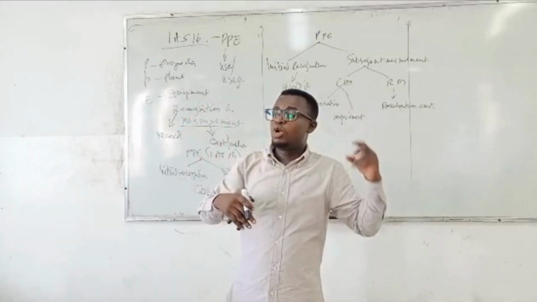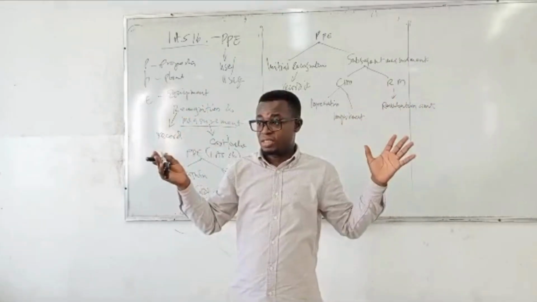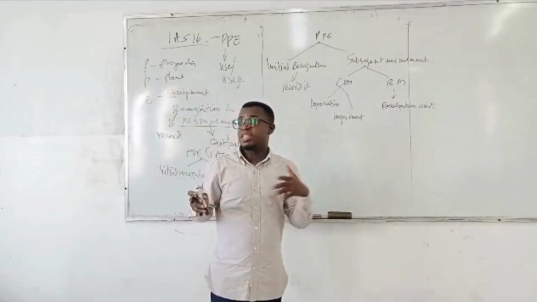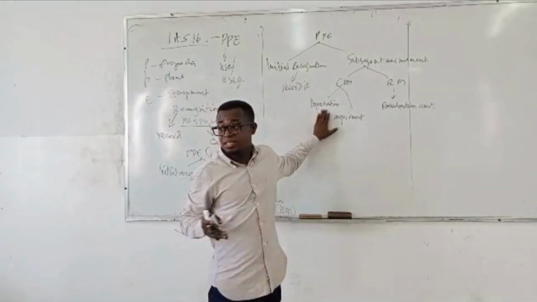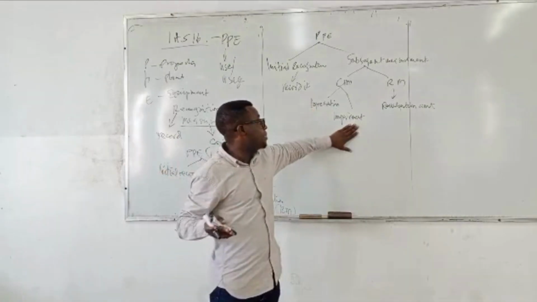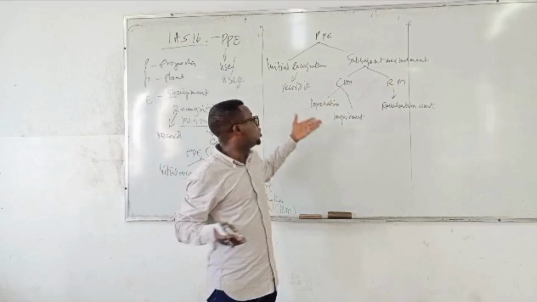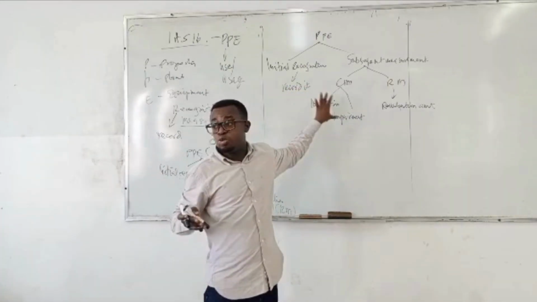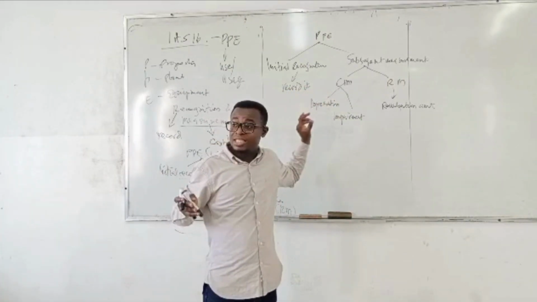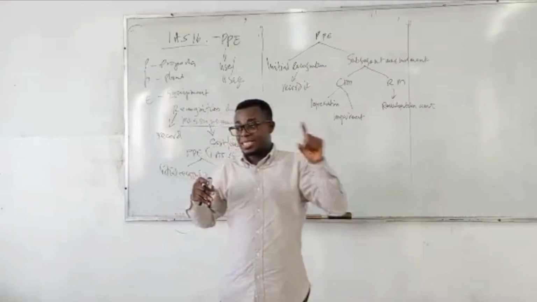Going forward, is the building going to cost the same or is it going to change? It's going to change. And what are some of the things we are going to look at? Depreciation can affect the building. Impairments can also affect the building. So when depreciation is being computed or charged, the depreciation charge is being allocated to the asset.